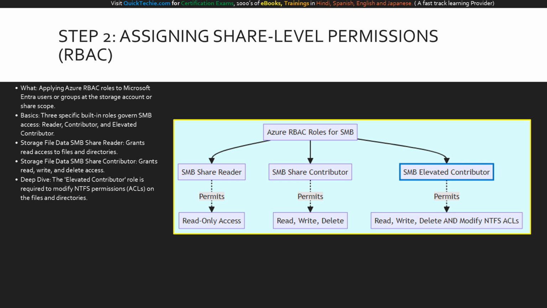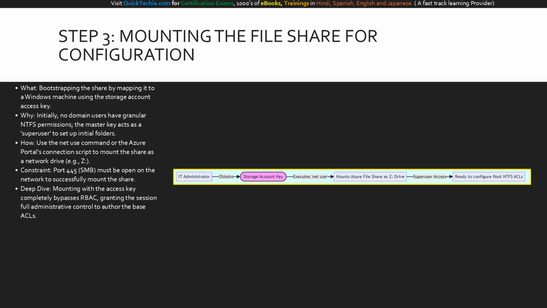Layer 2 security. We are now at step 3, mounting the file share for configuration. We have to bootstrap the environment. What does this mean? Initially, no domain users have granular NTFS permissions on the root directory. So, we must mount the share using the storage account access key. Why? Because the access key acts as a superuser, allowing an IT admin to bypass identity checks temporarily to build the initial folder structure and set the baseline security.